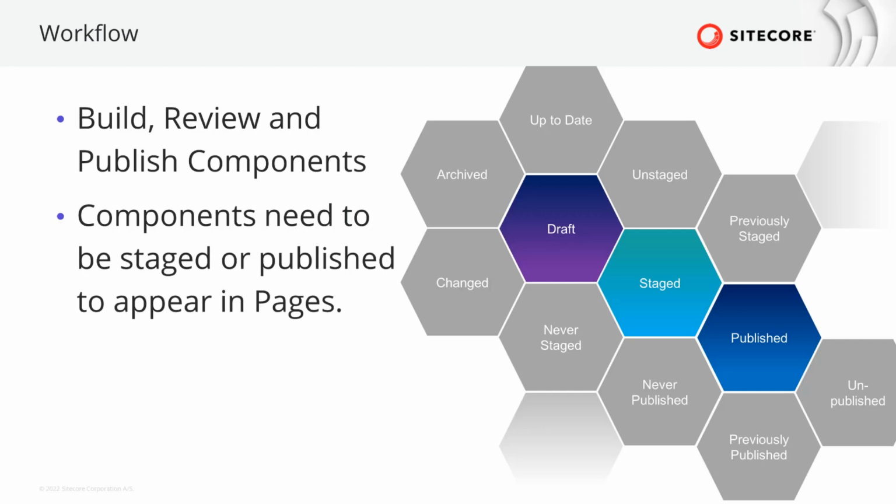As a marketer, you are guided by a workflow when working with XM Cloud components. New components will start in a draft state. If you want to use the component in pages, you can stage it. If it's ready to go live, you need to publish it. Now, going back, for example, unpublishing it or unstaging it will lead to a different state, here marked on the gray tiles. So you always know what a component state is and where it came from.